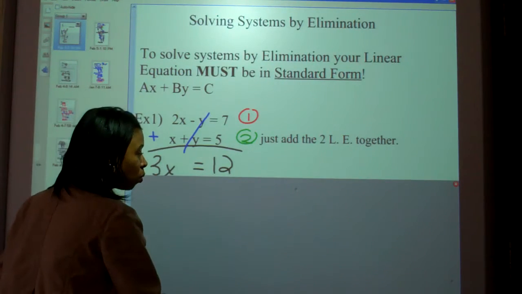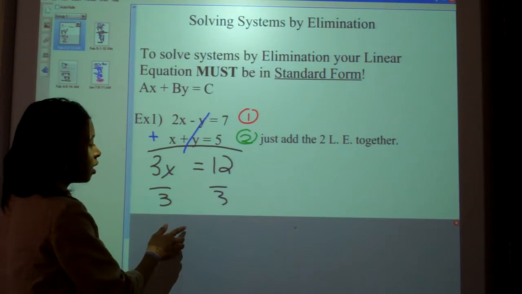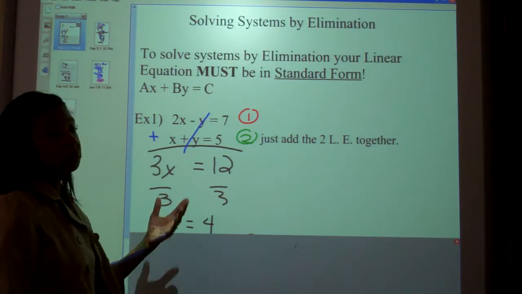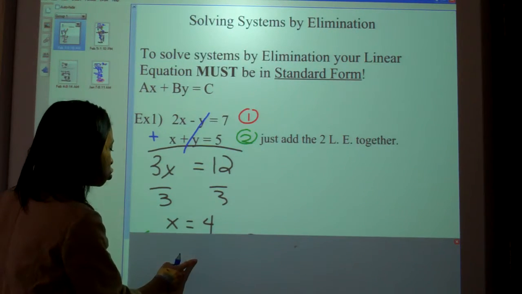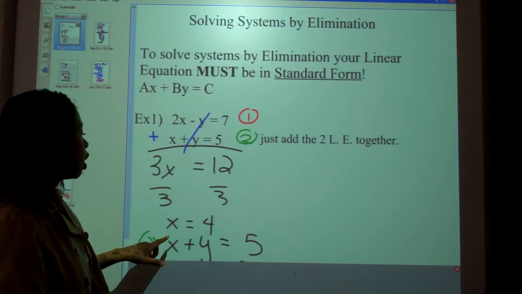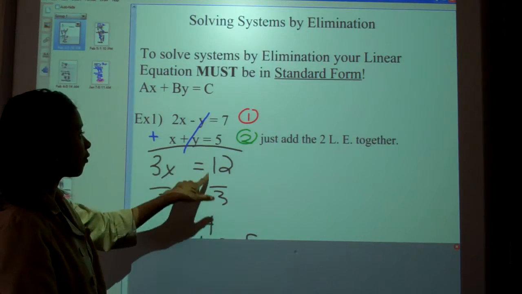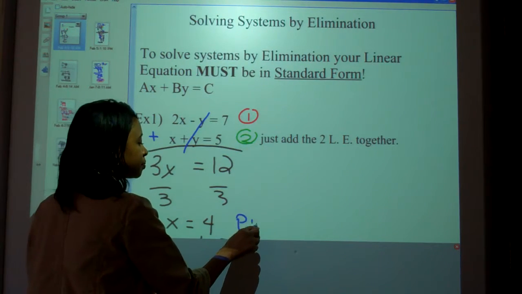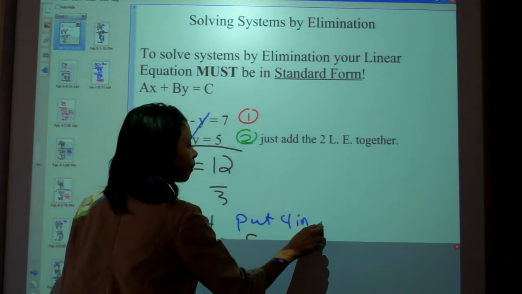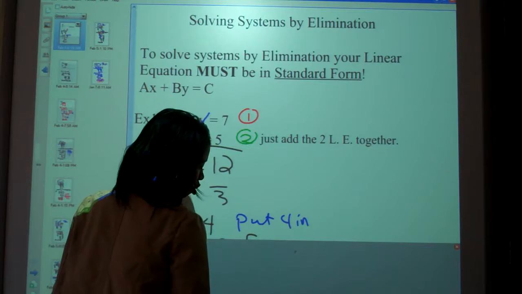3x equal to 12. Divide both sides by 3. We're going to find that x equals 4. Do what we did in substitution to find out what y is. We're going to put 4 in for x in either equation 1 or equation number 2. It doesn't matter. We can put 4 in equation 1 or equation 2.